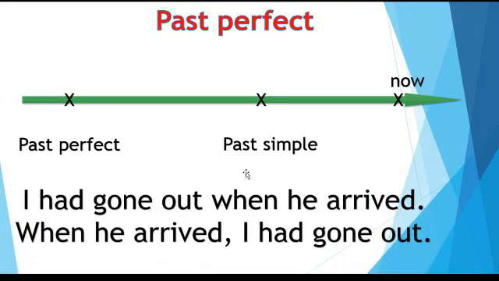Okay, see an example. I had gone out when he arrived, or when he arrived, I had gone out. And now we're going to talk about the discrepancy between these two examples, although they're the same, but why we put a comma in the second but not in the first sentence. Talking about the first one, I had gone out when he arrived. I had gone is the past perfect form; when he arrived. Both happened in the past, but I had gone out before he arrived.